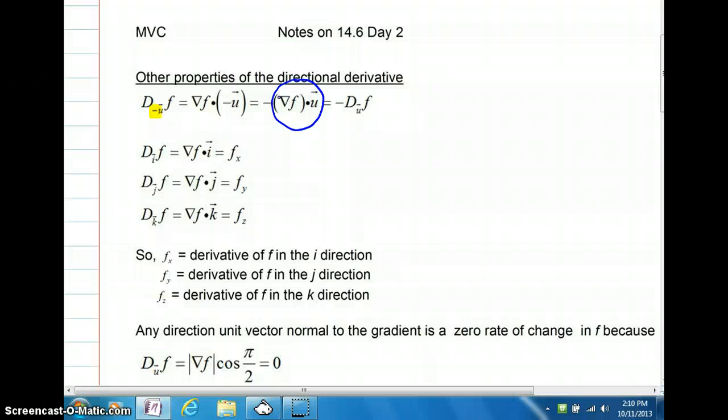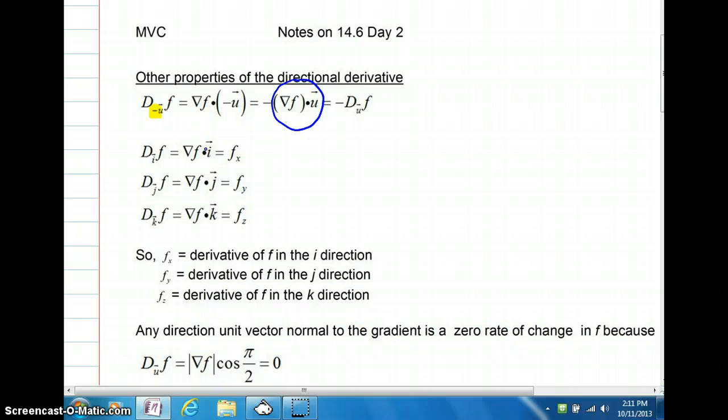Maybe that's not a big surprise. Also, we'd have the directional derivative with respect to i. What would the gradient dot i be? Well, all other components would be multiplied by 0, so we just have f sub x, the partial derivative of f with respect to x. Likewise with j, the gradient of f dotted with j is just f sub y, and the gradient dotted with k is f sub z.